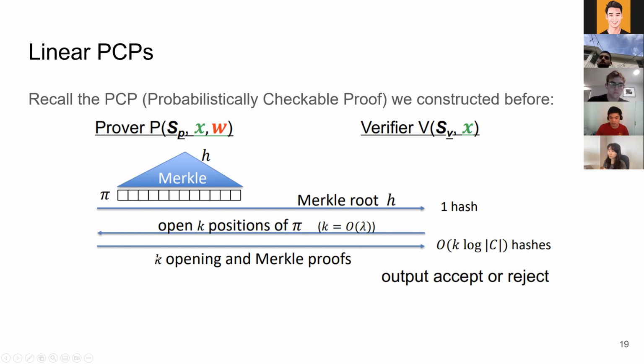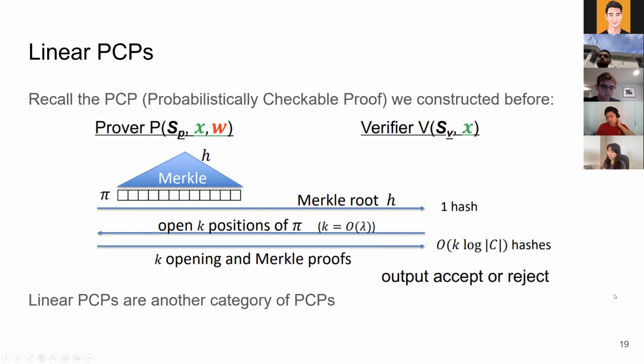The prover will send those bits over as well as the Merkle proofs for those bits so that the verifier can be sure that these bits that the prover is sending over did actually belong in the original proof. And then the verifier will check each of these openings or each of these bits and then decide whether it wants to accept or reject. And so it's like a probabilistically checkable proof. Again, it's interactive, and as a result, it can't be a SNARK on its own, but it's related to what we're going to talk about, which is a linear probabilistically checkable proof. It is another category of PCPs. It's actually a slightly more special case of a PCP.